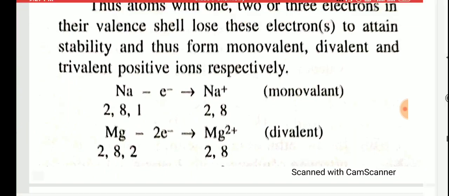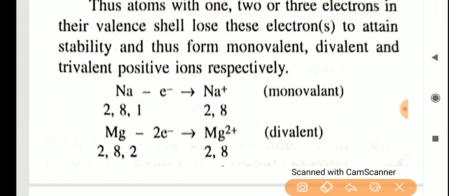Here sodium, as we have studied before, has electronic configuration 2, 8, 1. So when this sodium has to attain stability, what will it do? Either it has to gain 7 electrons or it has to lose 1 electron. It is very difficult to gain a large number of electrons. So sodium will lose its 1 electron.